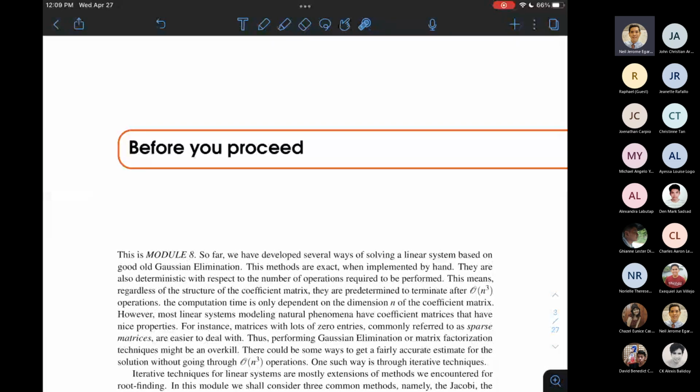If we're happy with the estimate that we already have, then ititigil na natin yung operations. Tinitigil natin siya. So it's more of a non-deterministic approach. Kasi nga, nakadepende dun sa sequence of estimates na nakukuha natin kung ilang operations yung kailangan nating gamitin.